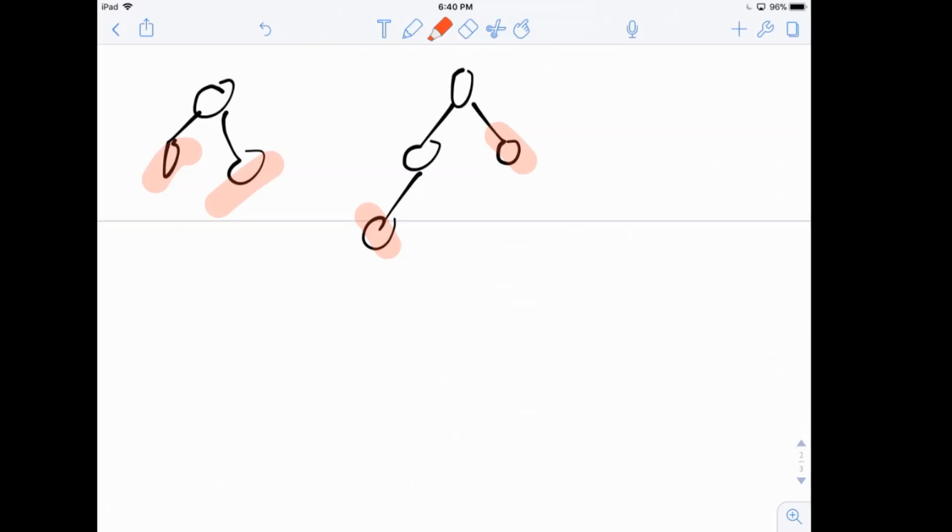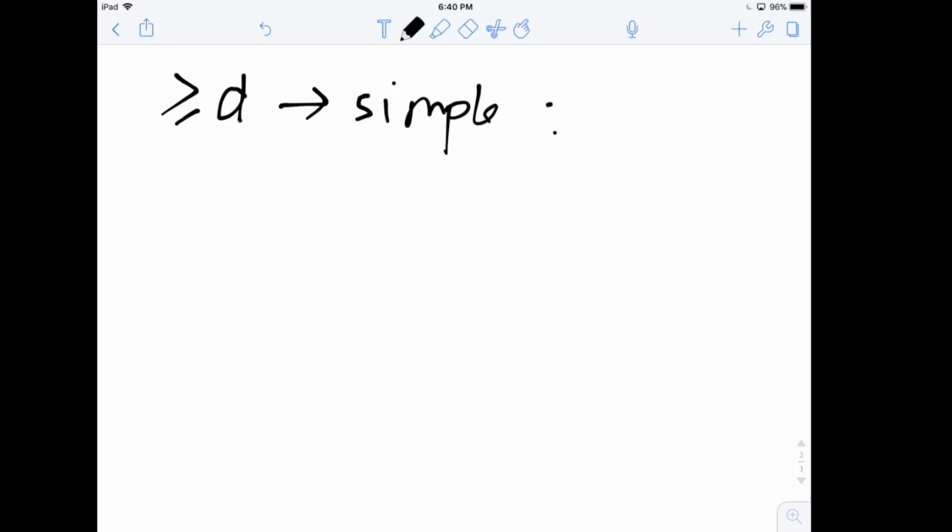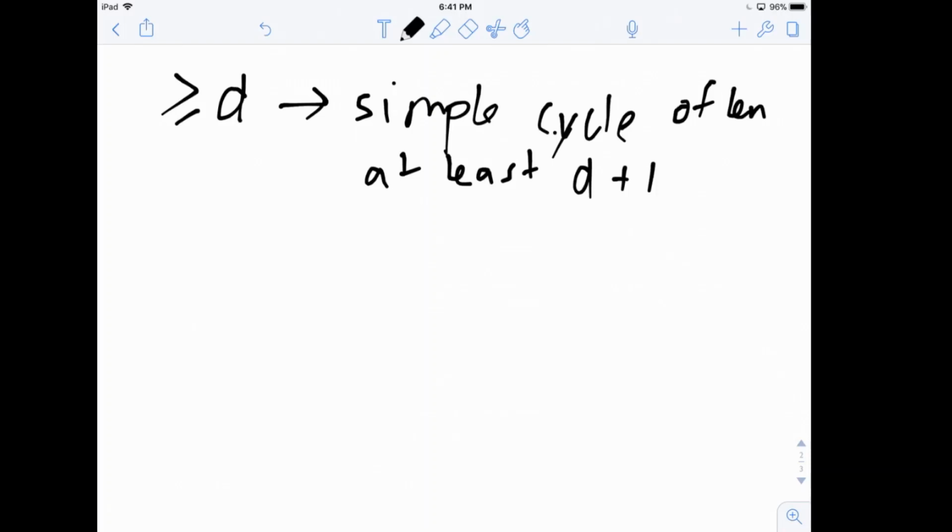I claim that if there is a graph where every single node in the graph has a degree greater than or equal to d, then this means that there is a simple cycle, like simple spelled with an I, cycle spelled with a Y, of length at least d plus 1. Okay, let's consider how we can argue this.